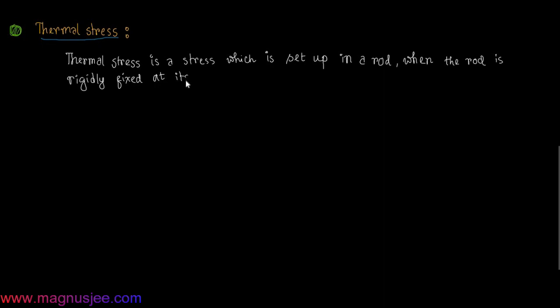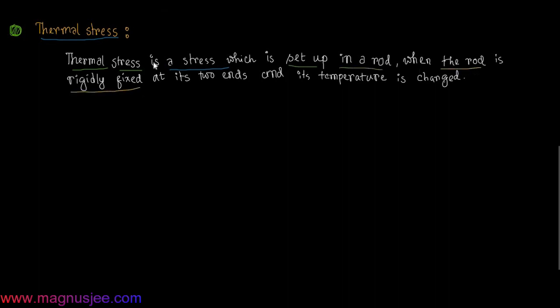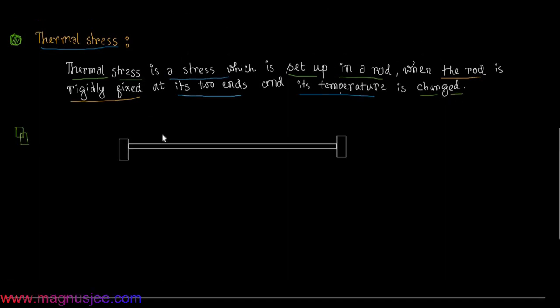Thermal stress is a stress which is set up in a rod when the rod is rigidly fixed at its two ends and its temperature is changed. This is a rod. This is a straight rod.